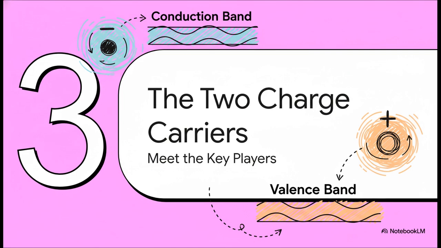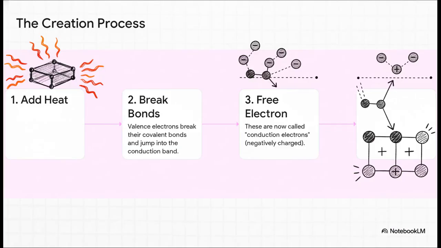So we've got our two main characters on the stage now. We've got the negatively charged electron just zipping around freely in the conduction band, and we have the positively charged hole hanging out back in the valence band. Let's dig into what makes them tick. So let's just run through that creation process one more time, step by step. First, the silicon crystal soaks up some heat. That energy lets a few valence electrons break their bonds and leap up into the conduction band.